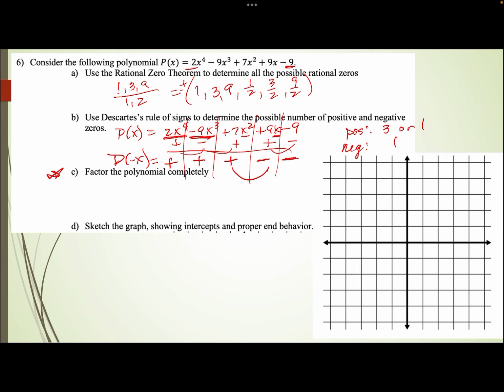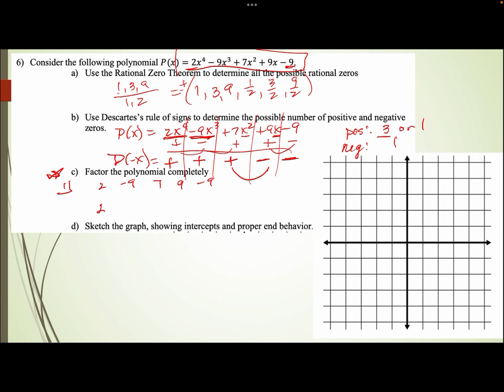And now I just need to factor it. And to factor it, I'm just going to guess. So I'm going to start with 1. I like 1 and -1. And I have more positives, so I'm going to start with 1. So I go 2, -9, 7, 1, -9. Make sure you're not missing any degrees in here so you don't have to fill in any zeros.